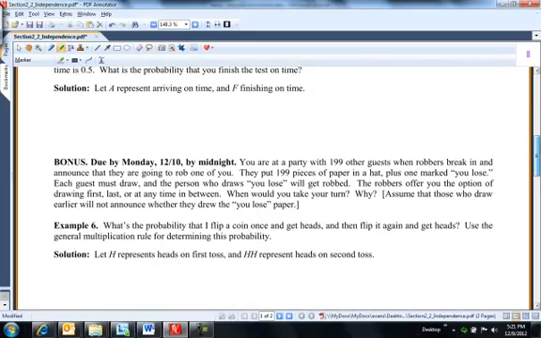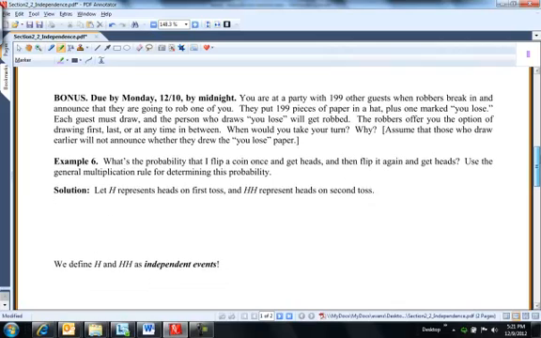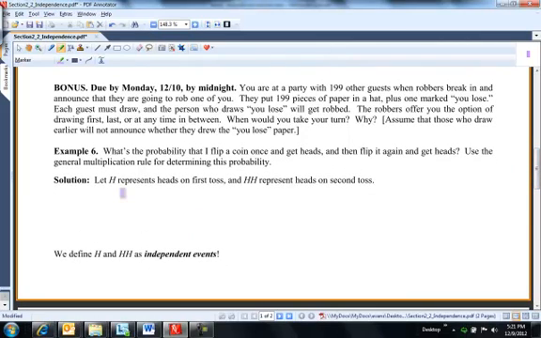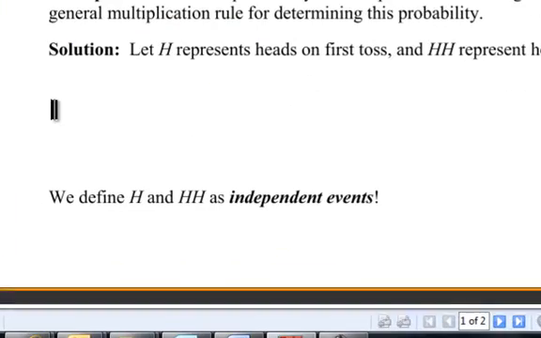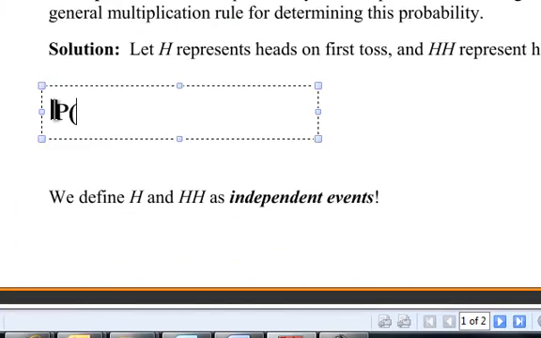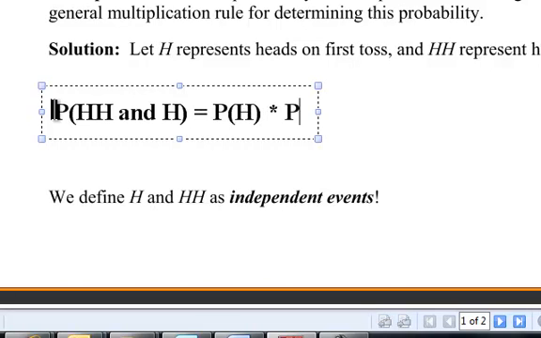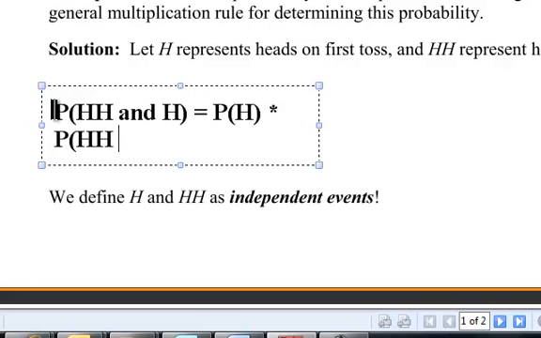We had done example 5 in class. We talked about the bonus. I didn't really say 6. I might have said it, but really fast. What's the probability I flip a coin once and get heads and then flip it again and get heads? So what I'm asking for here is the probability I get head, head, given I got a head on the first toss. So that's the probability of heads times the probability of heads and heads given heads.